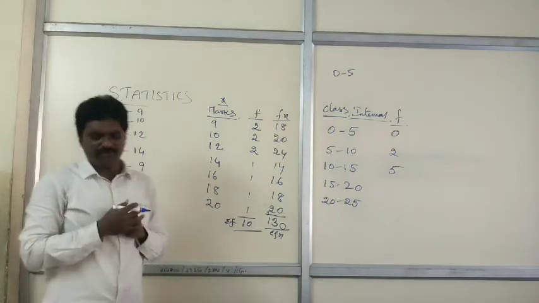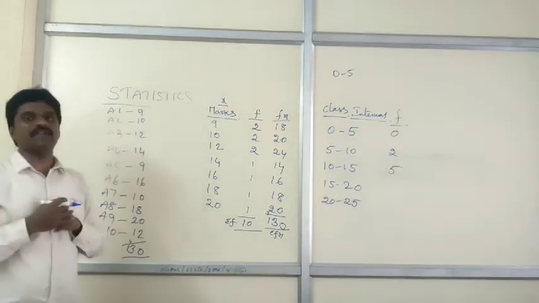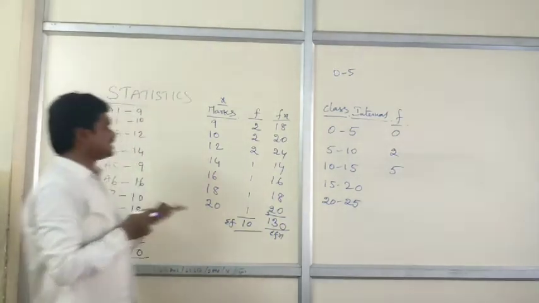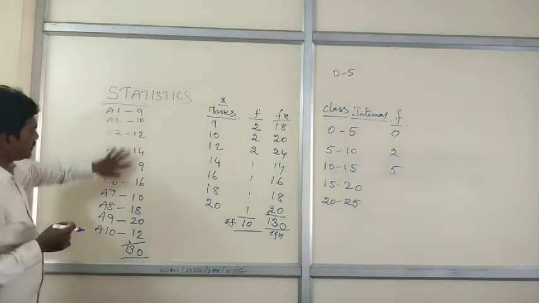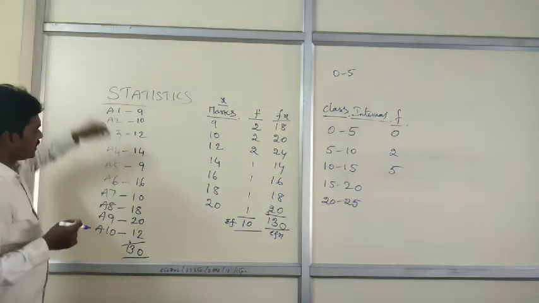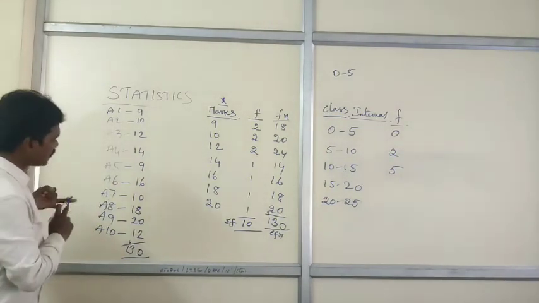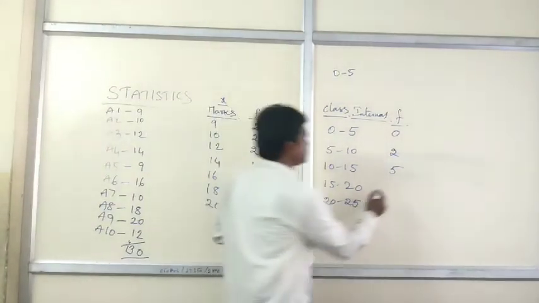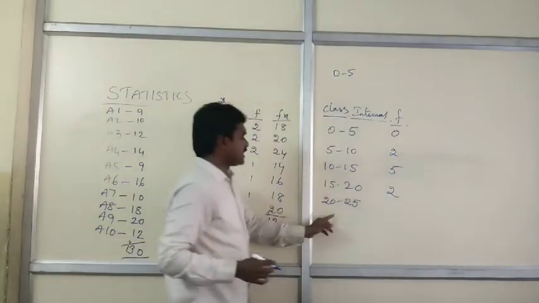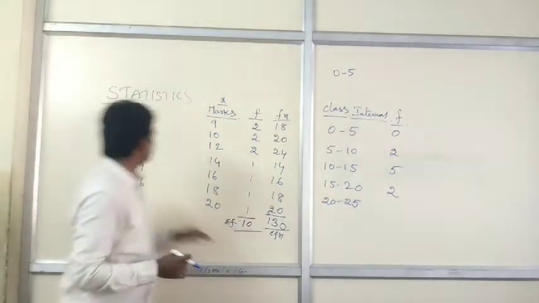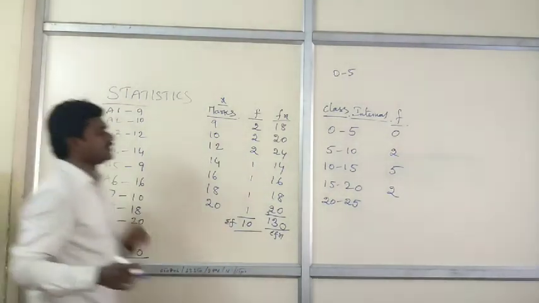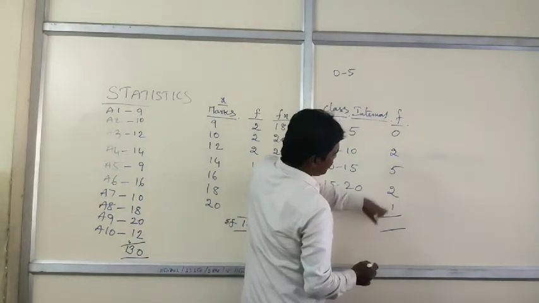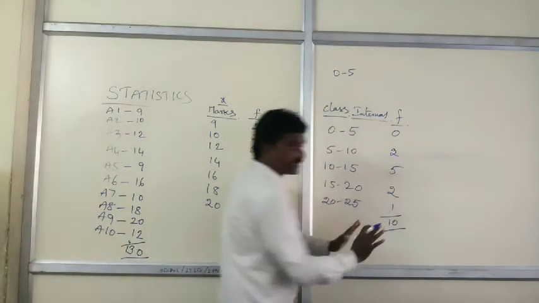So if you observe very clearly here, 15 to 20: 15, 16, 17, 18, 19. How many got these? Nobody got 15, one student got 16, and one got 18. So we have only 2 students in 15 to 19. For 20 to 25, if we see how many students got 20 marks, only 1 student. So in total, the number of observations is 10 students.